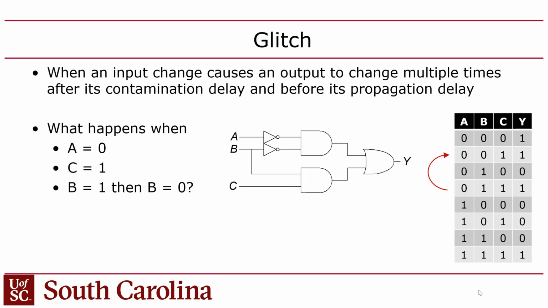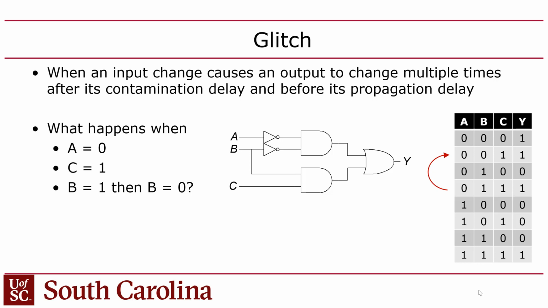Like you'll have a circuit, you'll change an input, and the output will change twice. Like the circuit will be a 0, you change an input, it'll go to 1, and then it'll go back to 0, and that'll all happen after the contamination delay but before the propagation delay. And if that happens, that's called a glitch. And glitches are fairly common. And they're a result of the way that you build your circuit.